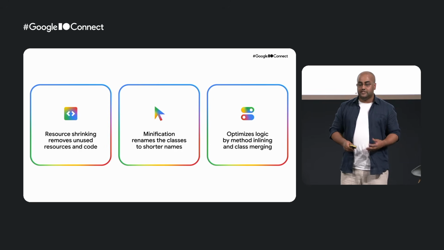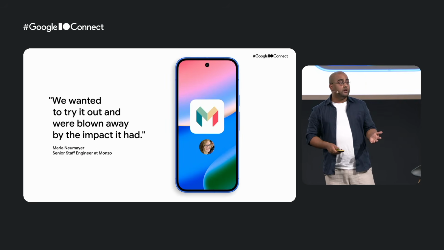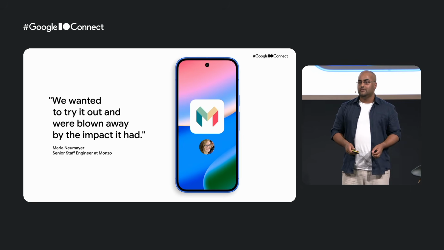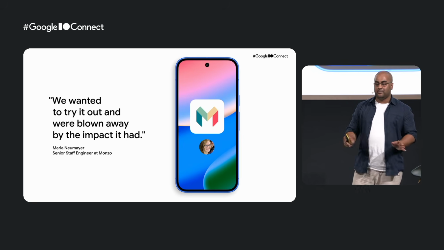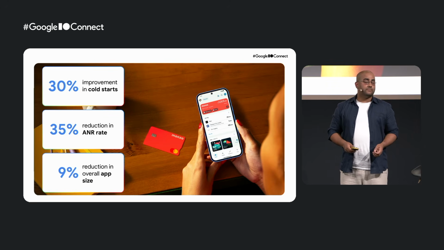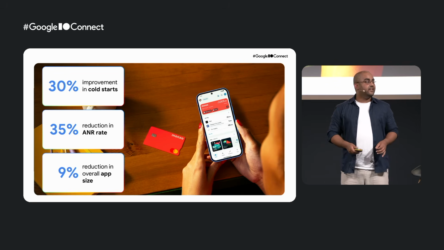Dan mentioned there's new integrations in Google Play Console, which highlight findings and recommendations for code shrinking and optimizations. We can look at Monzo, a UK and now European bank, as a real-world example. Monzo's Maria was blown away by the impact that R8 had. They enabled full R8 optimizations, dropping their ANR rate by 35%, improving cold startups by 30%, and shaving 9% off their total app size. But enabling R8 isn't enough.